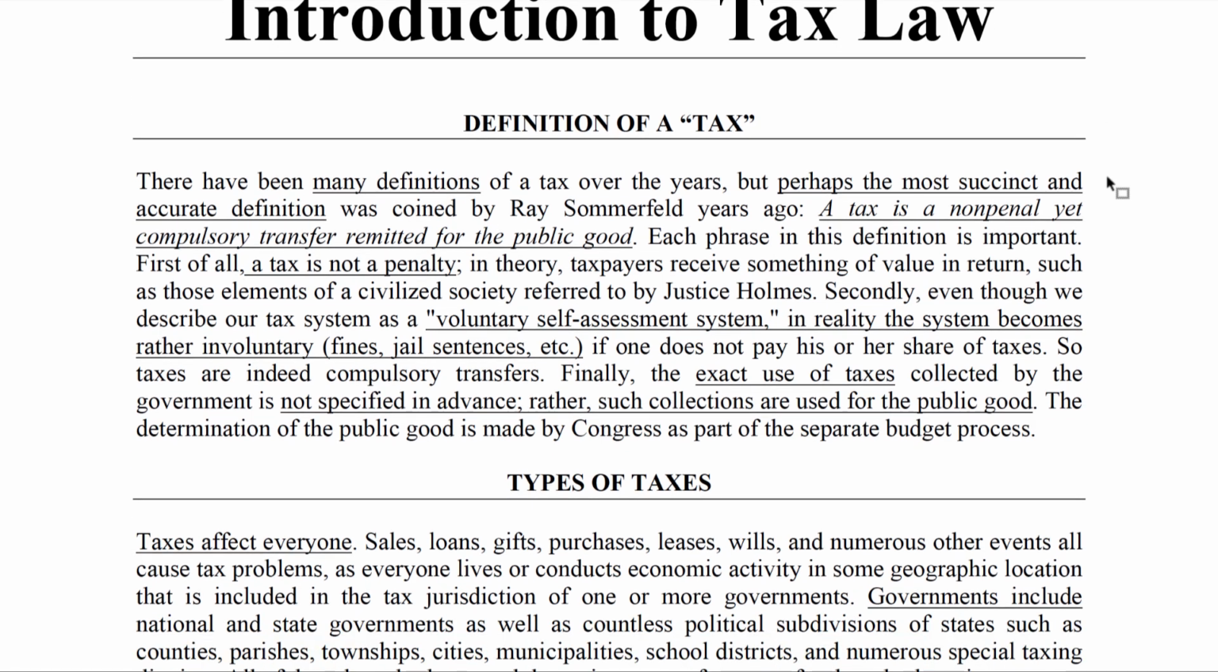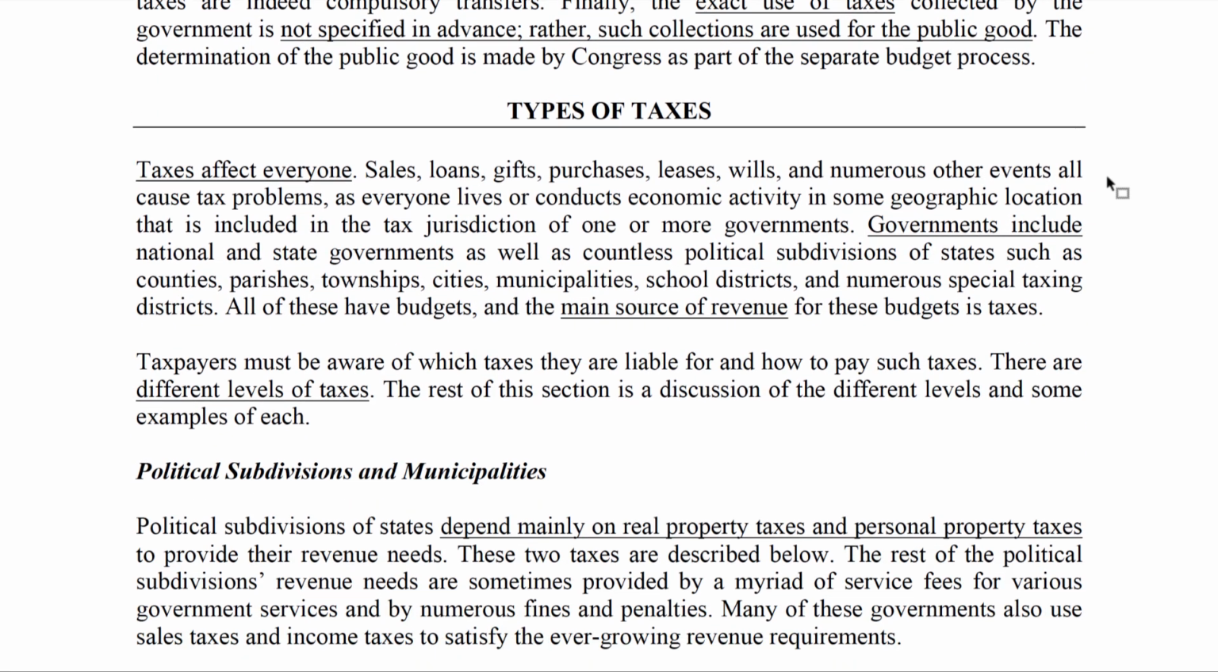All right, let's talk about the types of taxes. Taxes affect everyone. There are so many different types of taxes out there, and taxes affect almost every type of transaction around us. Some examples are sales, loans, gifts, purchases, leases, wills, and numerous other events. Even on your death, you have to worry about tax, which is kind of interesting because you're dead and you still have to worry about tax. Well, of course, your heirs or whoever is left to deal with the bills have to focus on the taxes, right? But that can create tax issues. That shows you that tax affects every aspect of life.